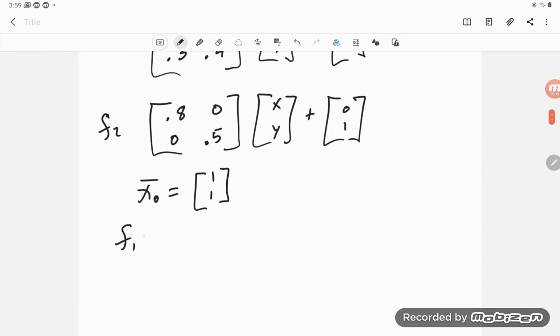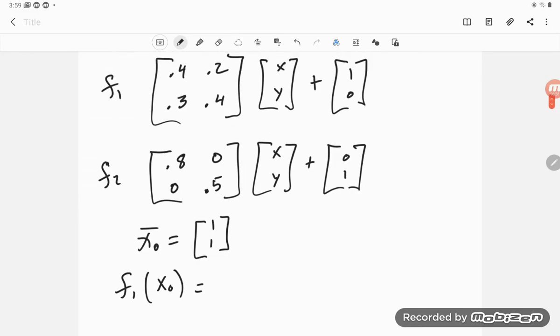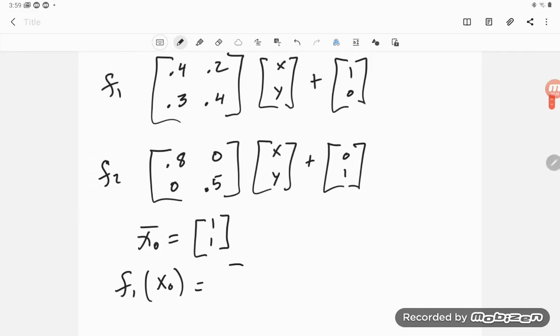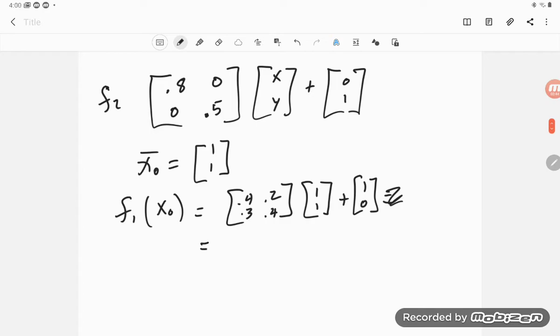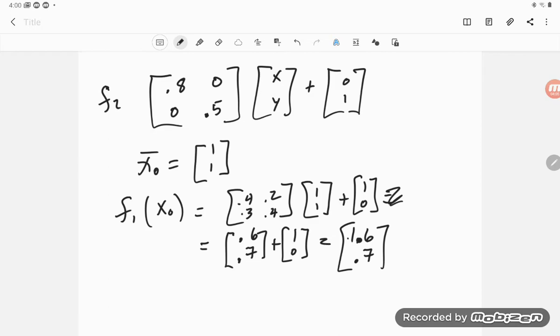Then what I can do is look at F1 of x0, and that will give me 0.4, 0.2, 0.3, 0.4 times 1, 1 plus 1, 0. And so that is equal to 0.6, 0.7, and then plus 1, 0. And so that is 1.6 and 0.7. Okay, so that gives me that new point.